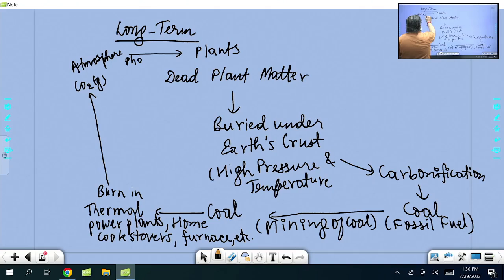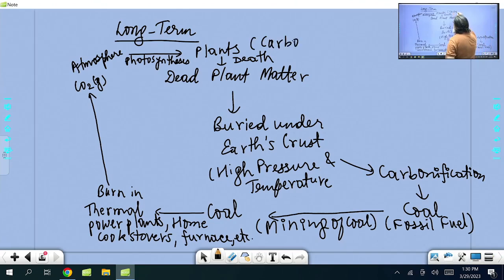Photosynthesis, and then again when the plants die, this process happens. So now this is the long term part of the cycle. CO2 gas is taken by plants, so it becomes carbonic matter, organic matter. When the plants die, they get buried and decomposed under the earth's crust, under high pressure and high temperature.